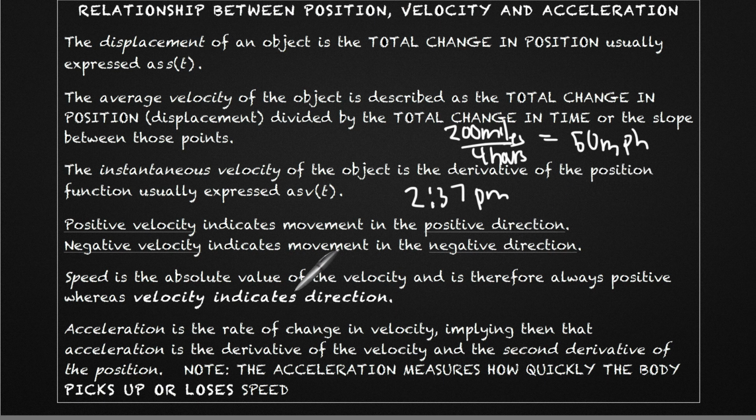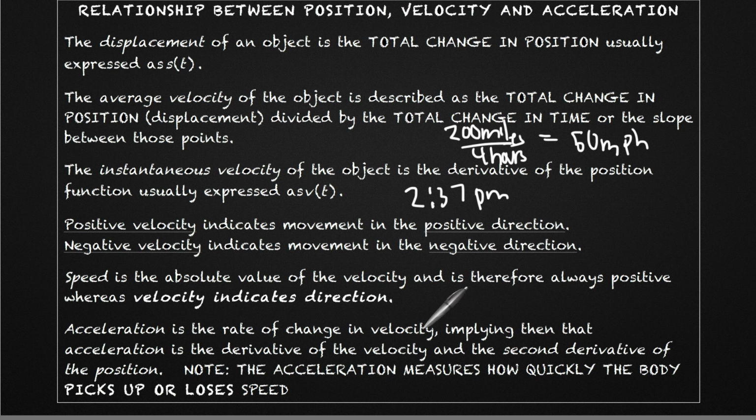Speed is the absolute value of velocity, which means it does not have a sign. So you do not say that I am going negative 45 miles per hour. No, you just say you're going 45 miles per hour, even though you may be traveling south on US 75 expressway. So speed does not have a sign, it just has an absolute value or a magnitude.